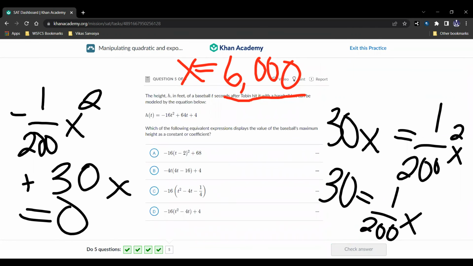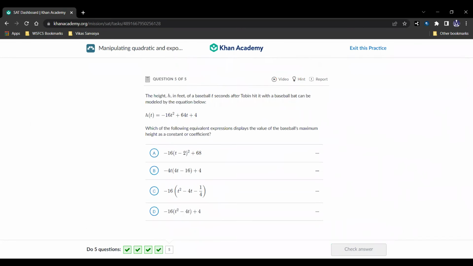And let's move on. Question number 5, here it is. The height h in feet of a baseball t seconds after Tobin hit it with a baseball is modeled by the equation h of t equals negative 16t squared plus 64t plus 4. And we're asked to find which of the following equivalent expressions displays the value of the baseball's maximum height as a constant or coefficient. First, let's find out where the maximum height occurs. And then we can find out what the maximum height actually is.